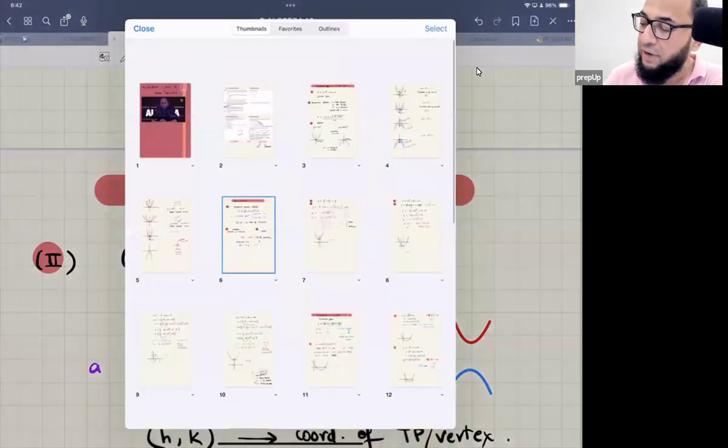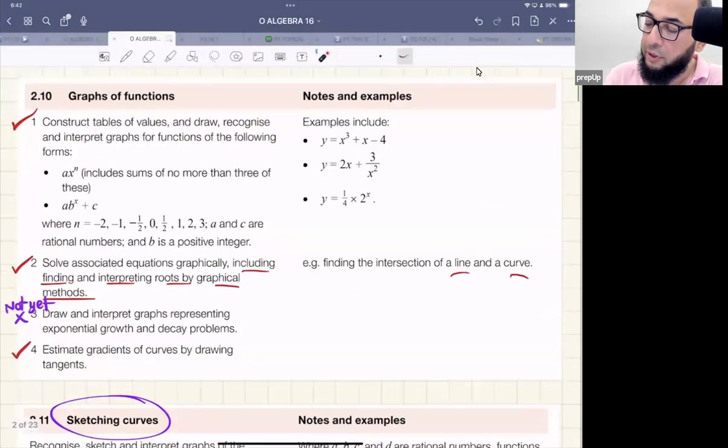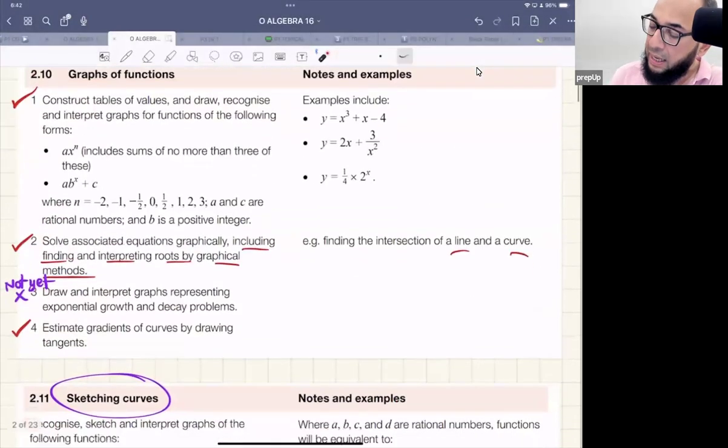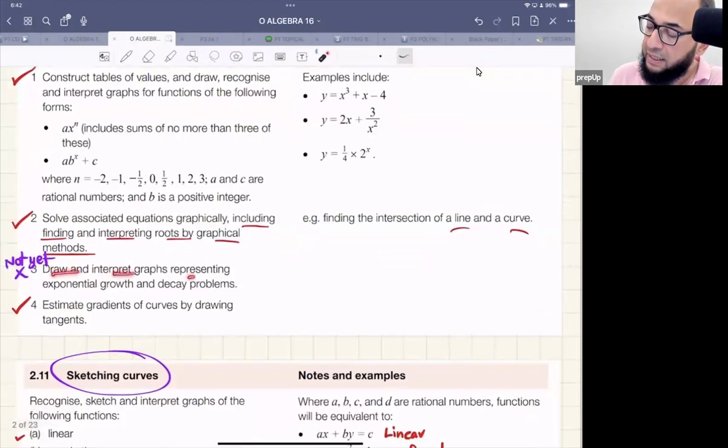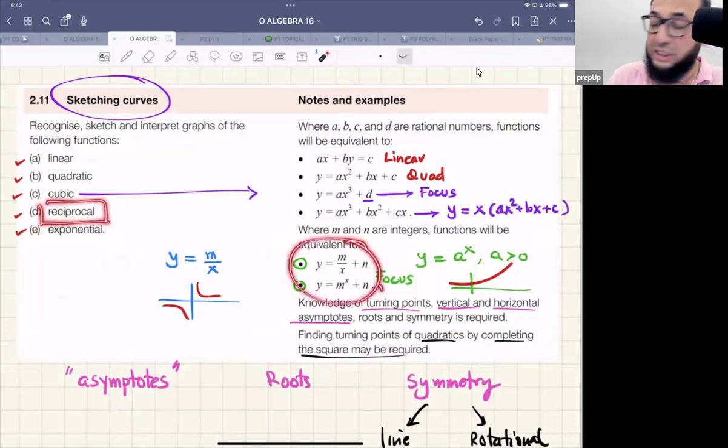So now if I look at this page, we were talking about graphs of functions, and drawing and interpreting graphs representing exponential growth and decay problems. I'll focus on this last part, the exponential and the reciprocal, in which there is transformation of functions. Knowledge of turning points, vertical and horizontal asymptotes, roots, and symmetry is required.